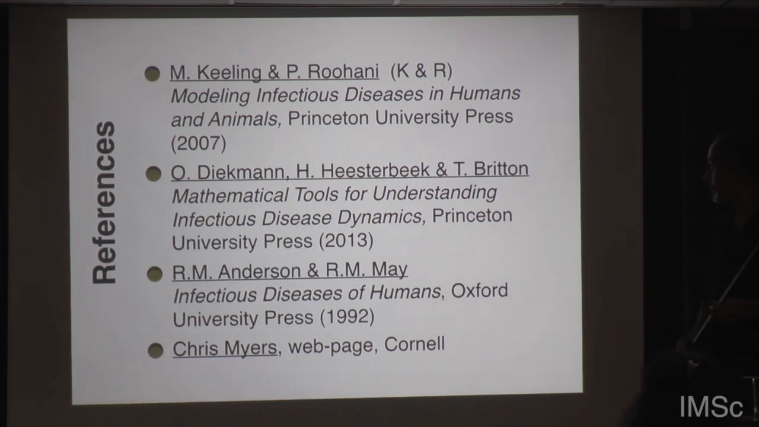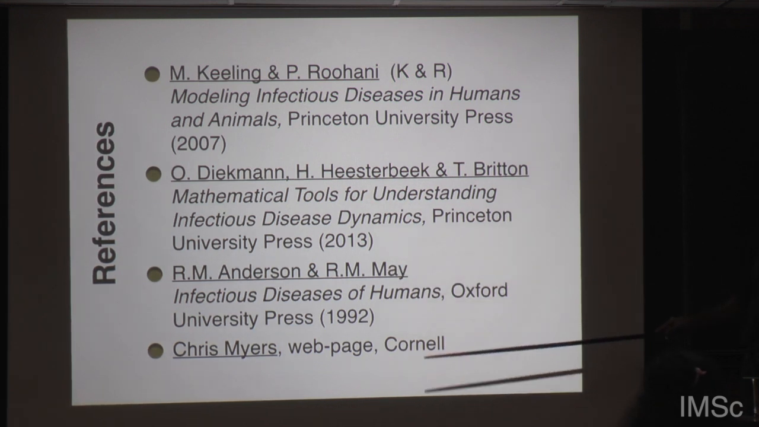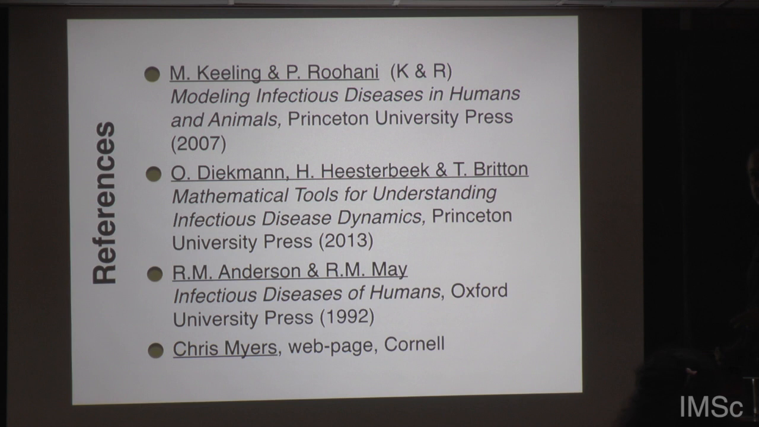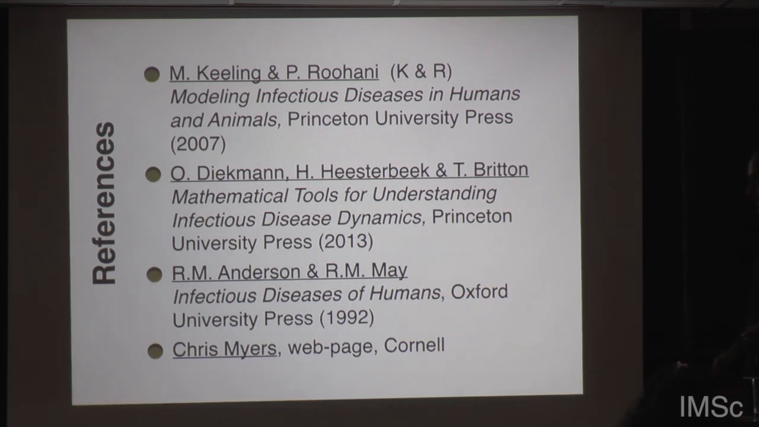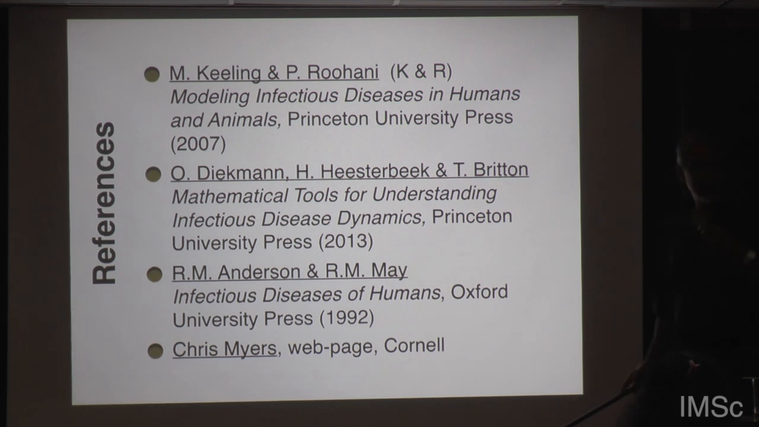And then you can have a look at that, and we can try running it somewhere towards when we have our tutorial session. This is a more recent, more mathematical book, the Diekmann, Heesterbeek and Britton book. This is a classic. It's about this thick and has pretty much everything that you wanted to know about infectious diseases of humans. It's a bit dated by now. There's a nice web page, I don't know if it's still up, by Chris Myers at Cornell, which is devoted to teaching some of the things that I will teach you about.